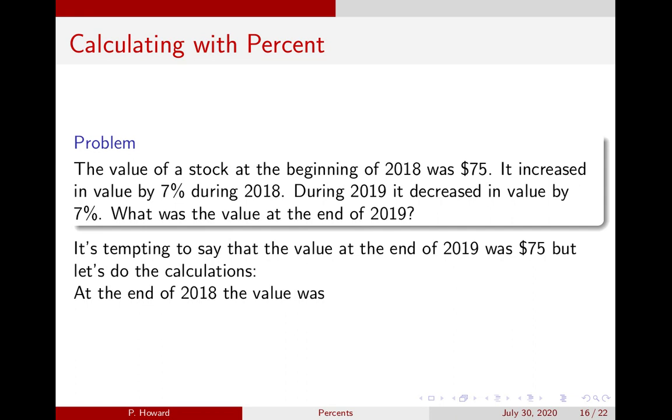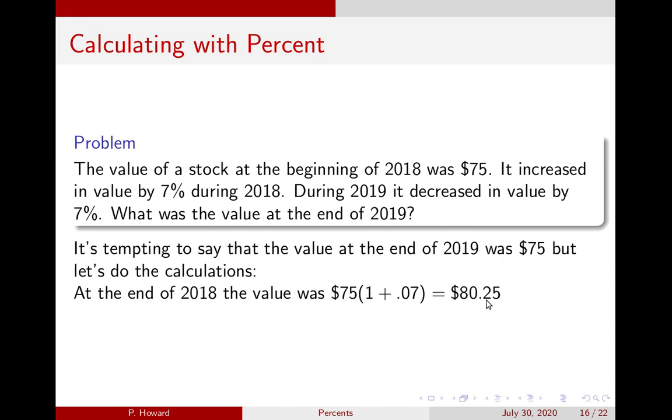So to get the value at the end of 2018, we take the starting value, which was $75, and we multiply by 1 plus 0.07, because we are increasing by 7%. So $75 times 1 plus 0.07 gives me $80.25. So this is the beginning value for the year 2019.